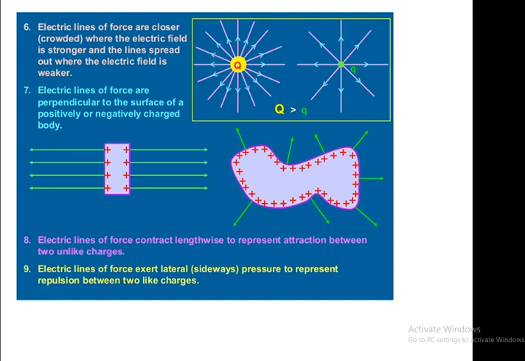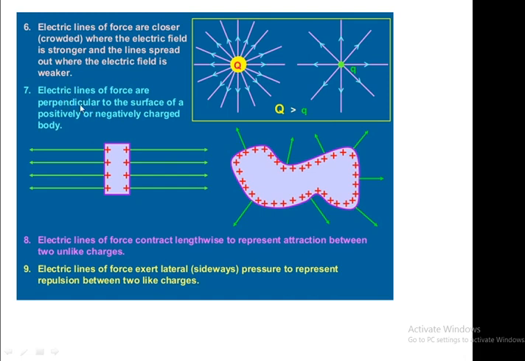That means the crowdedness and spreading of electric field lines shows the strength of the electric field in that region. If the electric field is strong, electric lines of force are crowded. If the electric field strength is weak, electric field lines are spread out. Clear? Now the seventh property.